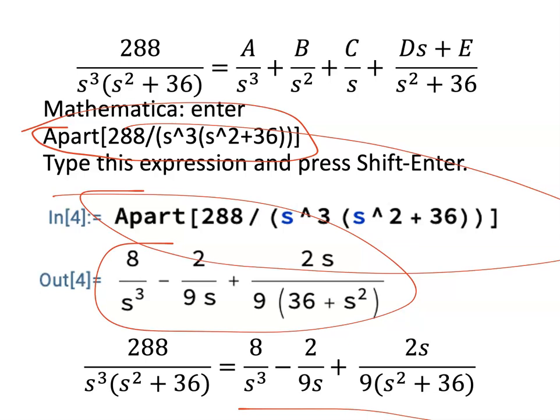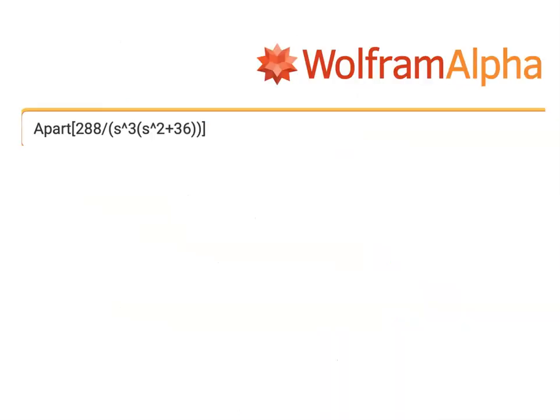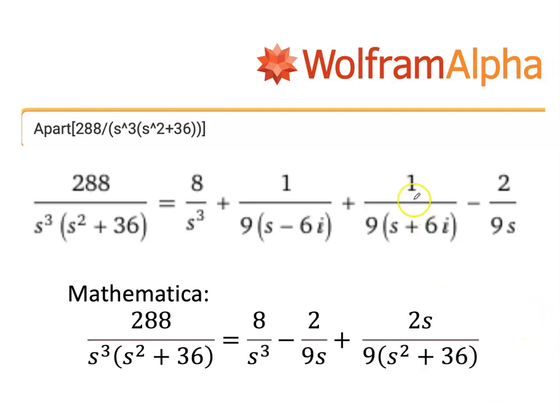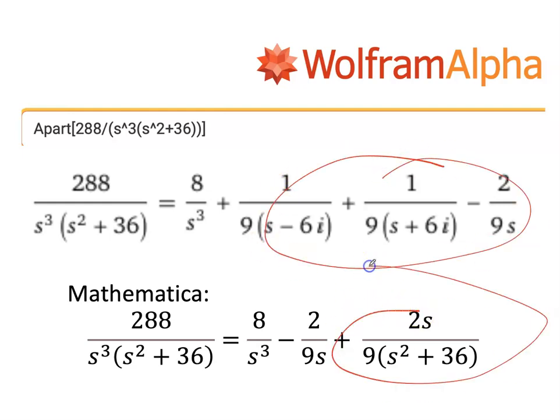It's amazingly quick. Now, if you try the same thing with Wolfram Alpha, which is the free version of Mathematica that's available online, you end up with something that's not particularly helpful. I mean, this is technically true, but not particularly helpful. Look at that. I want 2s over 9 times s squared plus 36. I don't want anybody to break it into complex numbers. Come on, that's not very useful. So forget Wolfram Alpha for this.